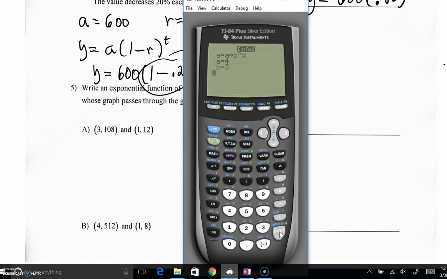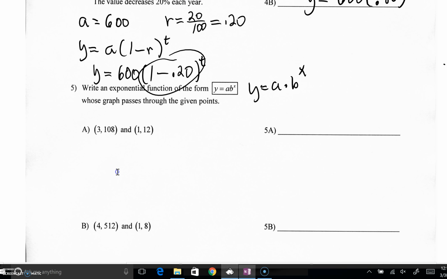Hit Enter a whole bunch of times real quickly. You'll get A is equal to 4, B is equal to 3. Now, to write your answer, though, you should say y is equal to 4 times 3 to the x, and then you're done.